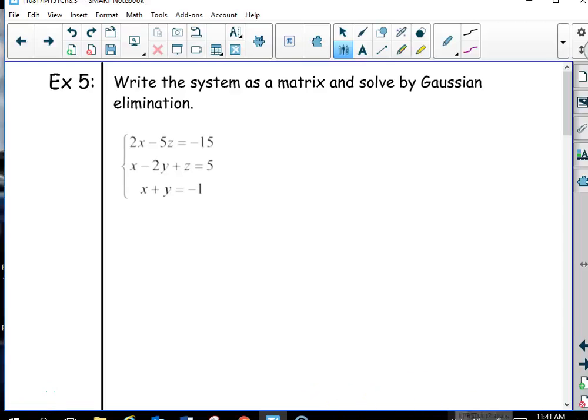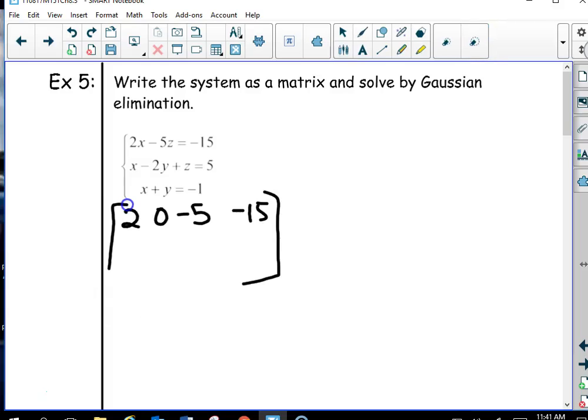Okay, this is very similar to the last example. The thing I want you to watch out for is the missing terms. So let's write this as a matrix. So 2x plus 0y minus 5z equals negative 15.